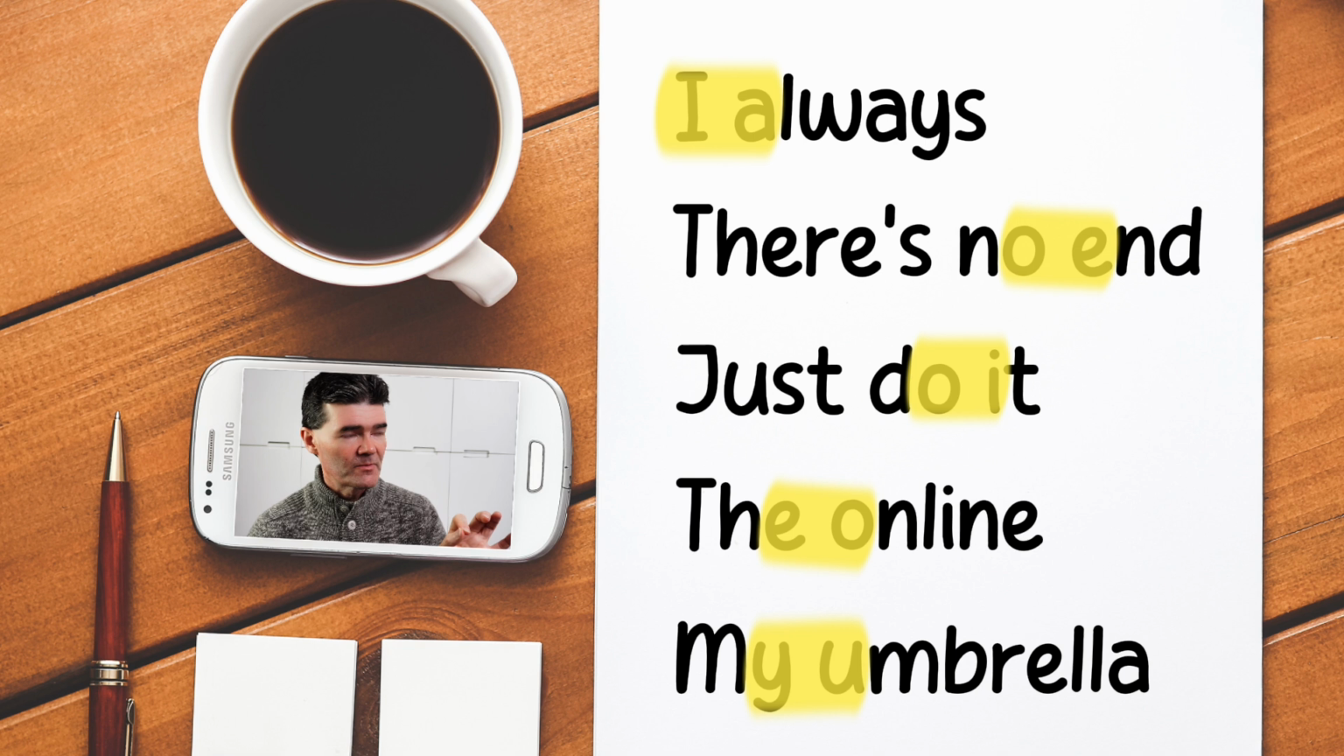Try this with me. "I always." "There's no end." "Just do it." "The online." "My umbrella." Now, of course, that last one, that Y, is not a vowel, but it's a vowel sound. "My" is an "I" sound. My umbrella.